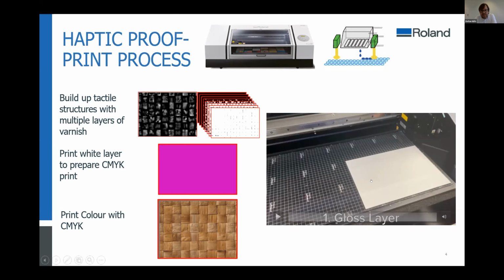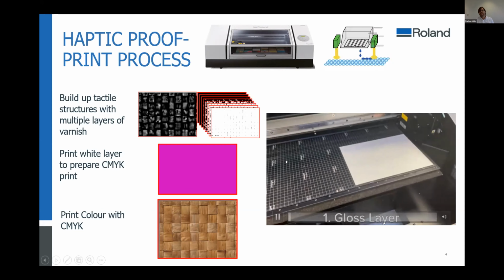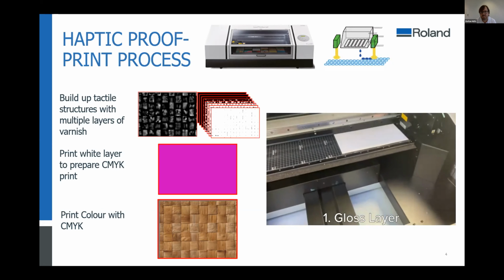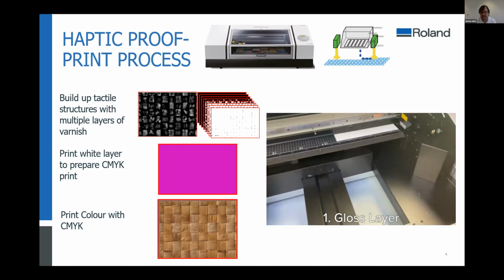I'm using a lot of fast forward. The complete print process here normally needs 1 hour. So we are printing 9 layers of varnish, each layer with a height of 60 microns. Altogether, we have 540 microns height of the structures. And then we print the white and the color. So at the beginning, you see the normal speed of the printer, starting with the first layer of varnish.